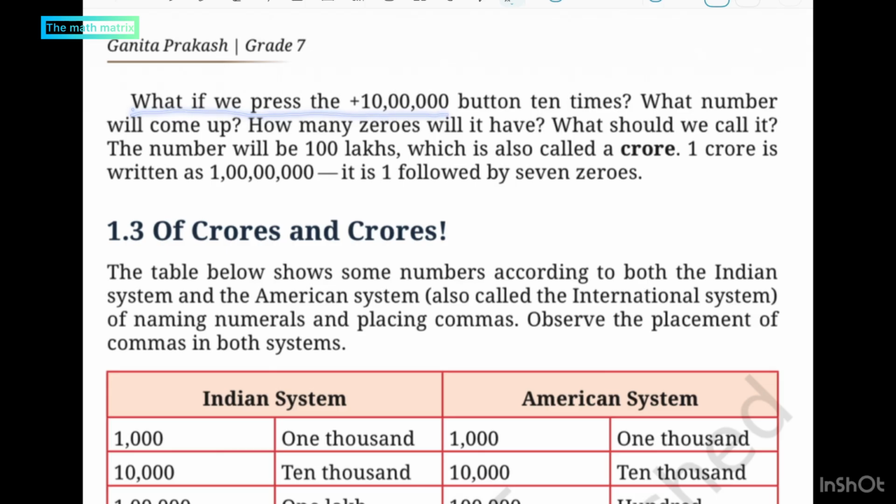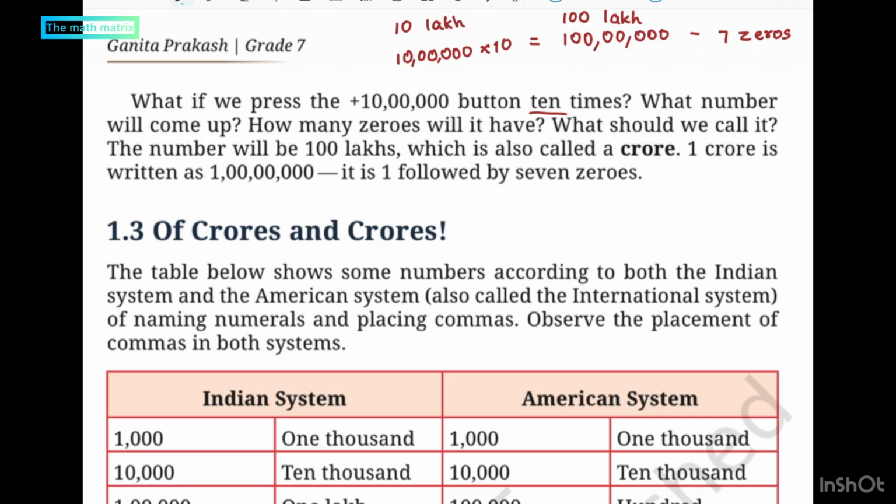What if we press the 10 lakh button 10 times? That is, 10 lakh we have to press 10 times, that is 10 lakh into 10, which is 100 lakh. In 100 lakh there are 7 zeros, and this number is called a crore in the Indian number system. A crore is written as 1,00,00,000. It is 1 followed by 7 zeros.